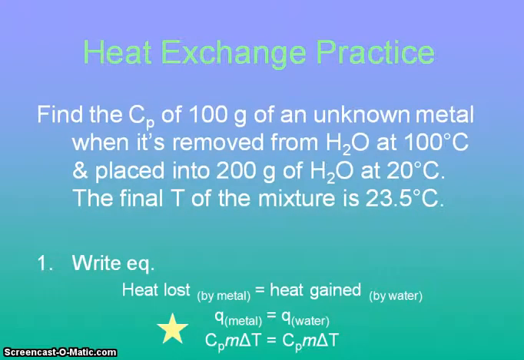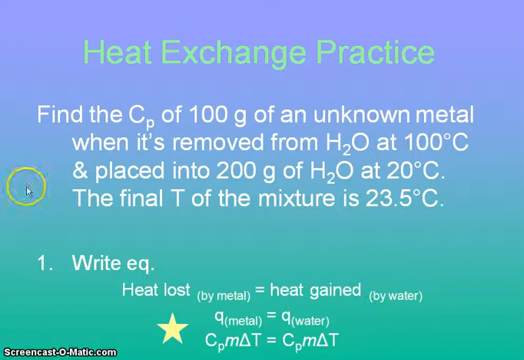So here's a heat exchange problem. It says to find the specific heat of 100 grams of an unknown metal when it's removed from water at 100 degrees Celsius and placed in 200 grams of water at 20 degrees Celsius. The final temperature of the mixture is 23.5 degrees Celsius. So heat exchange problems will always have information about a metal and about water. So these are probably the biggest problems that we will do.